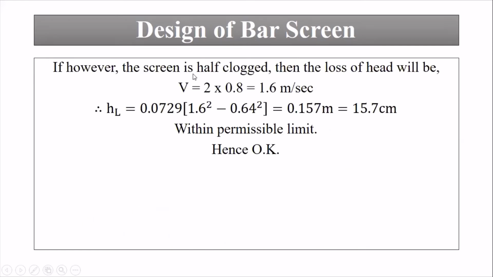However, if the screen is half clogged, meaning the screen is half open, then the velocity will be V equal to 2 into 0.8, which gives 1.6 meter per second. The formula of the head loss is 0.0729 in bracket 1.6 squared minus 0.64 squared, bracket complete. Your answer is 0.157 meter. You can convert it into centimeters. So your answer is 15.7 centimeters, within the permissible limit.